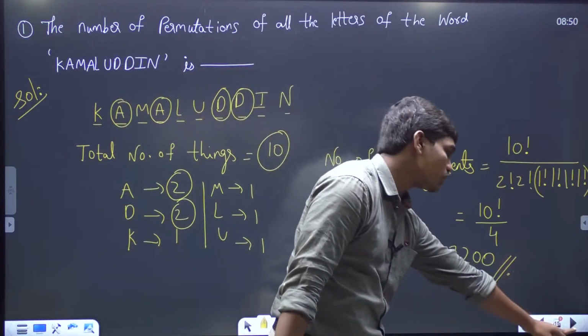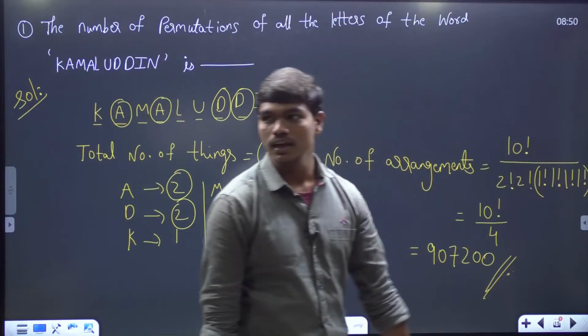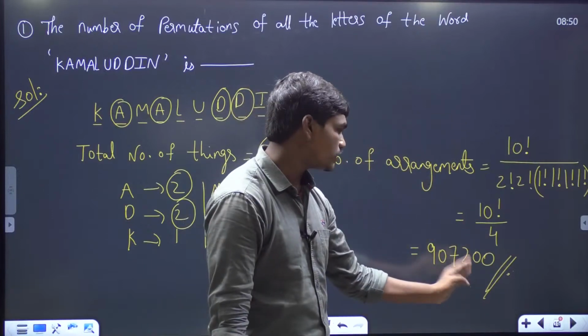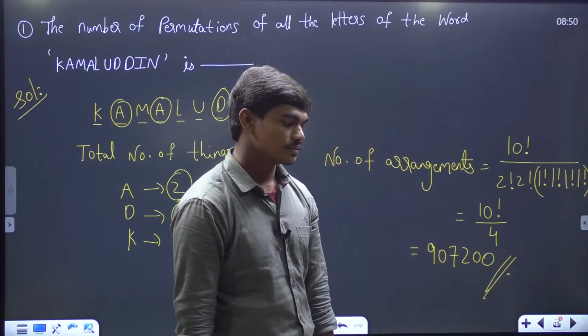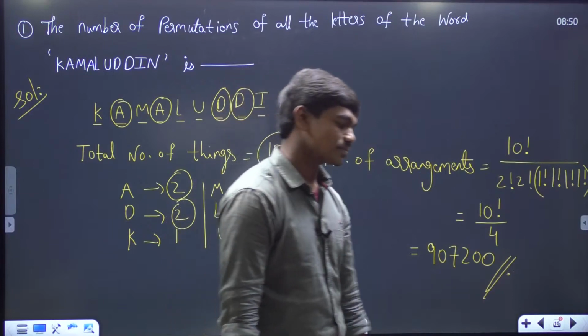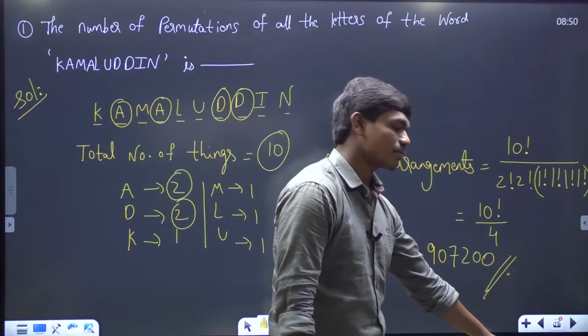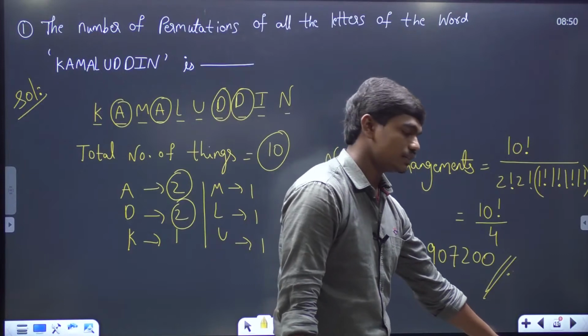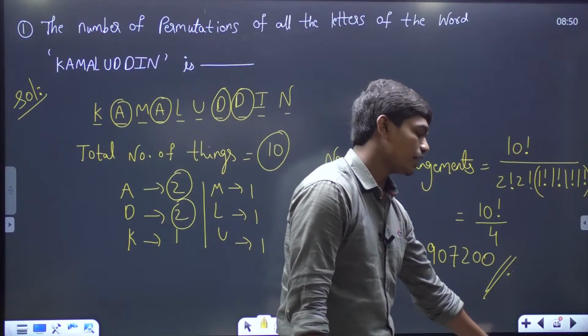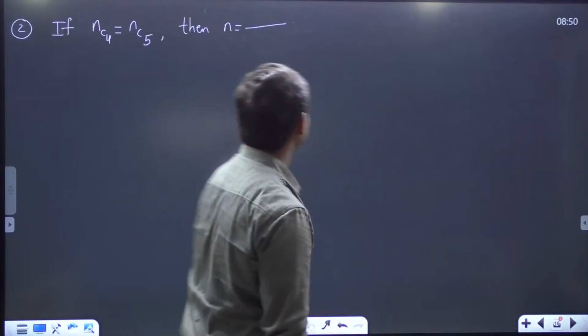Okay. So now we'll go for the next question. Did you all understand this? Why we got this answer 907200? Clear to all of you? Fine. So this is the next question.